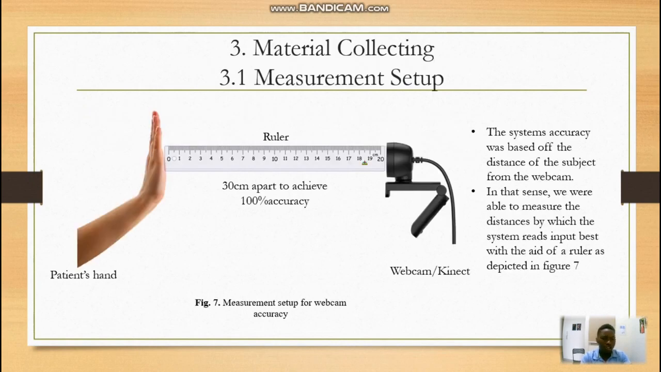And we come down to material collecting, which is stage 3 of the MDLC, the multimedia development lifecycle. We have the patient's hand, the webcam, and the ruler in between. This is set up so that we can find out the accuracy of the system correctly, and from our findings, we found out that from 30 centimeters away from the camera, we achieve 100% accuracy of the system, and as we go further away from the camera, the accuracy drops. We use this so that we have a clear picture that when we send it out to our patients, they know exactly how to use this.